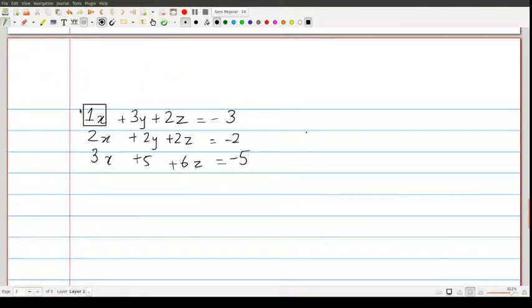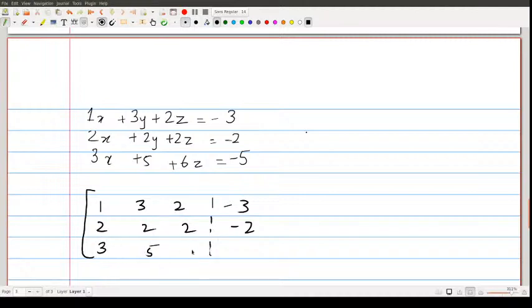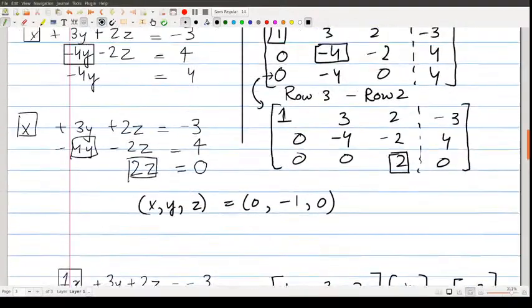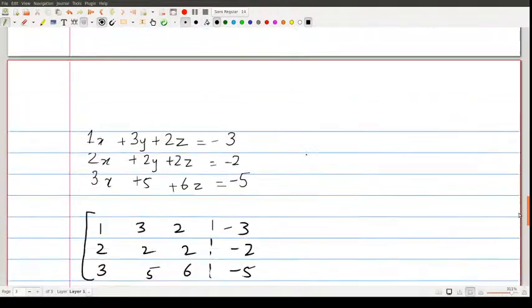I might have an issue when I start doing the first elimination, so let's put this in matrix form so that I don't need to worry about the variables. So this is 1, 3, 2, minus 3, 2, 2, 2, minus 2, and 3, 5, 6, minus 5. That was the system. Okay.